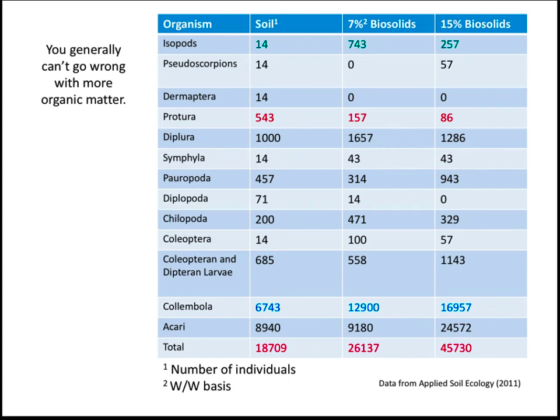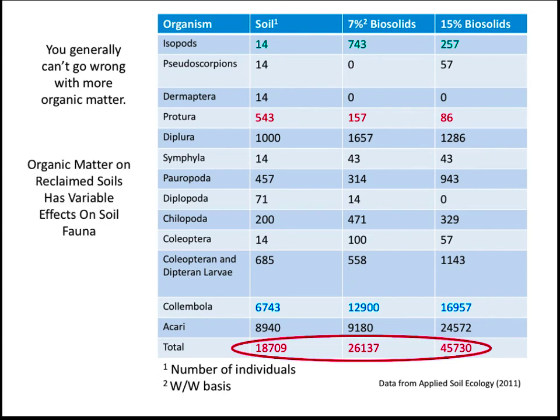Now, what happens to the organisms in soil? And we're really just looking at the largest organisms in soil. What happens when you add organic matter for that population? Well, generally speaking, if you look at this circle here, you find that if you add organic matter, you get more organisms. That's a good thing. But organic matter has variable effects on these organisms and the types of organisms that are affected.